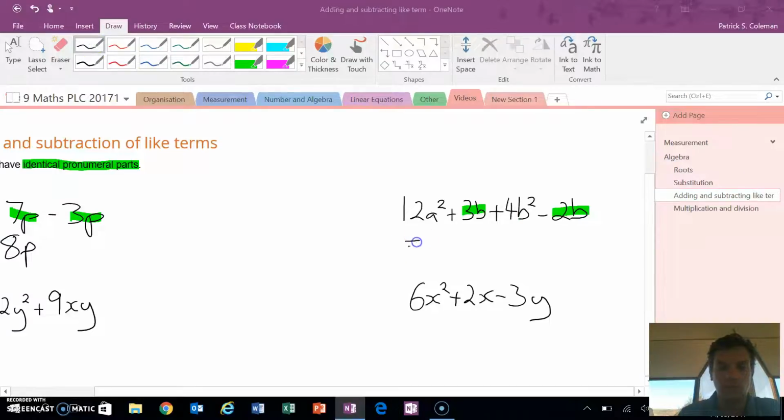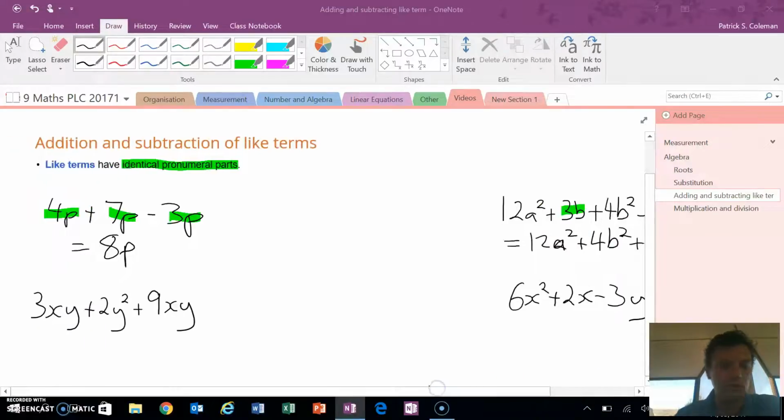So to start with, we're just going to rewrite our non-like terms here. Sorry, 12a squared plus 4b squared. And then we're going to simplify our like terms here. So in this example, we've got 3b minus 2b, which equals b. So plus b. Alright, let's do another two examples.